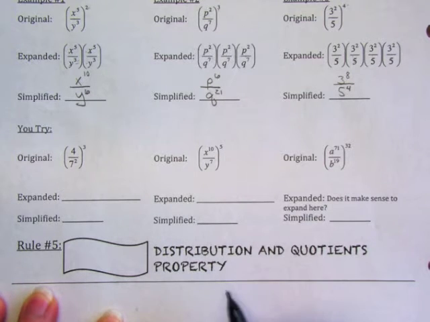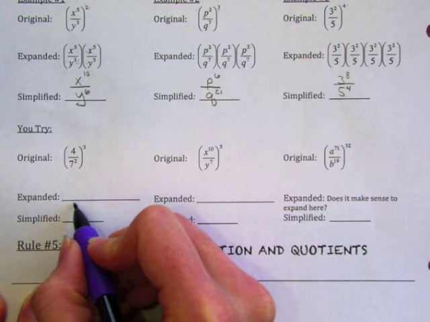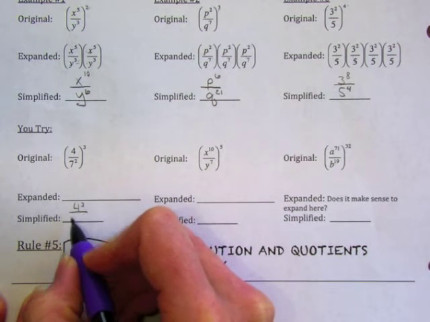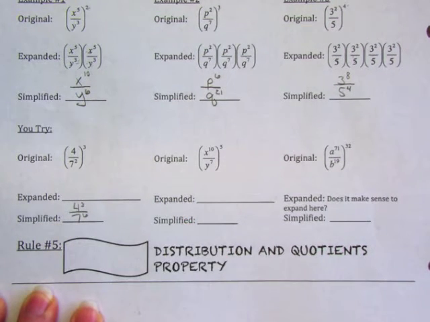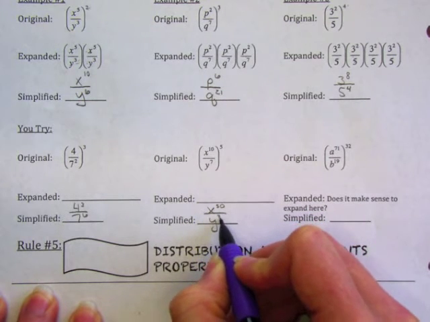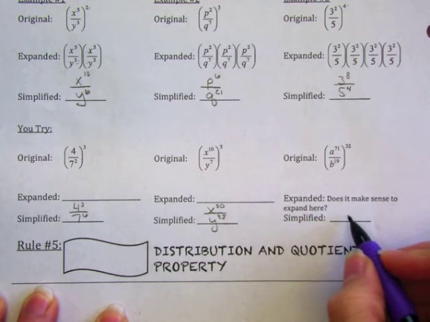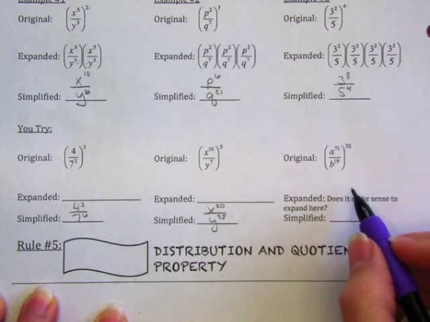Okay, hopefully you've completed those. If you haven't, make sure you pause this and complete them now. I'm going to show you the simplified form. You should have 4 to the 3rd over 7 to the 6th. Here you should have x to the 50th over y to the 35th. That's a 5. And then here, hopefully we're starting to see the pattern.